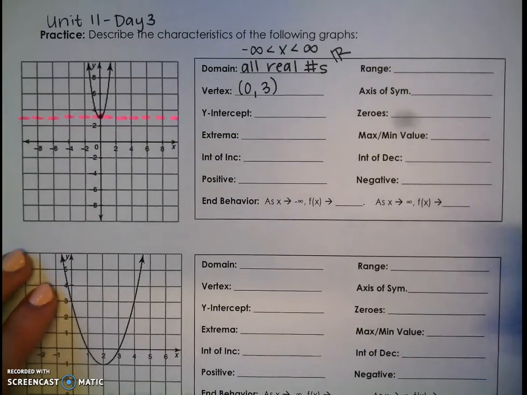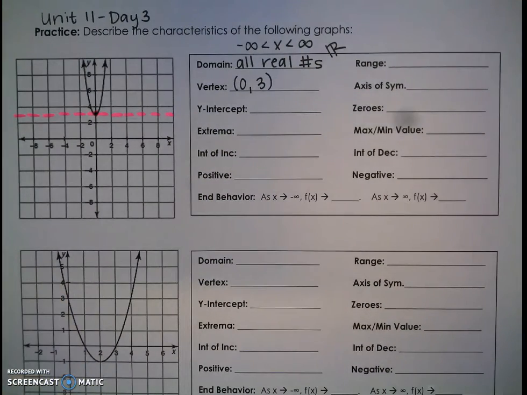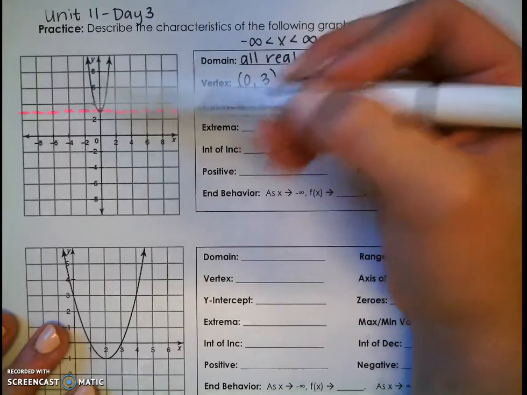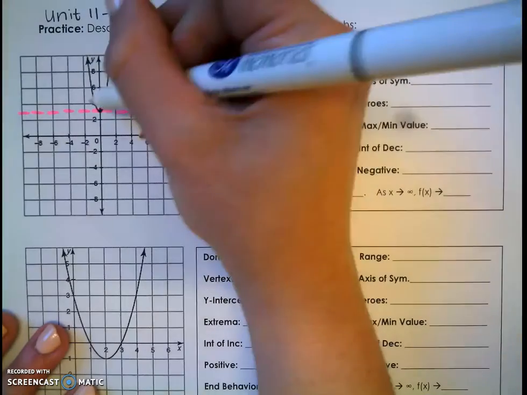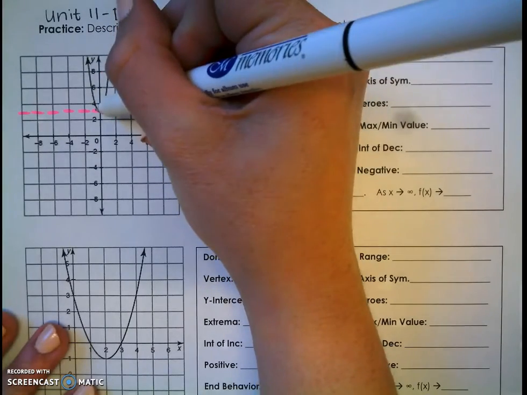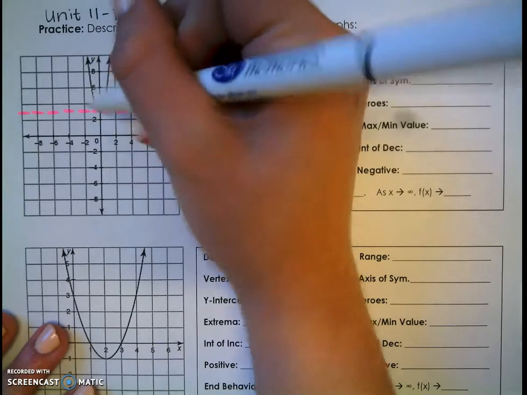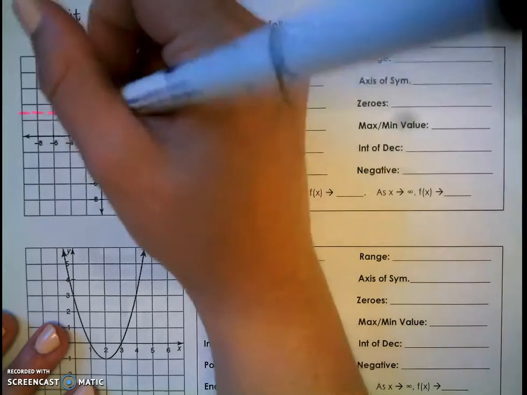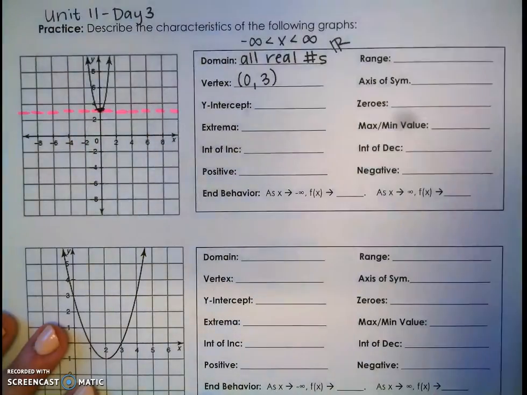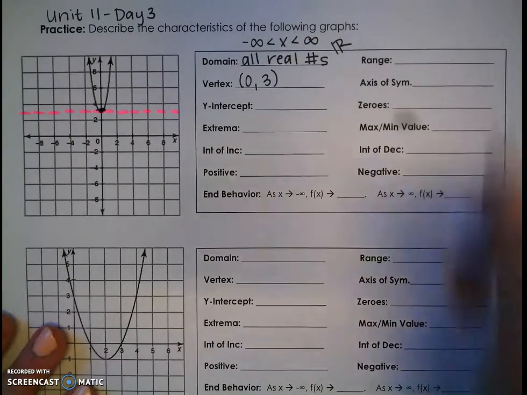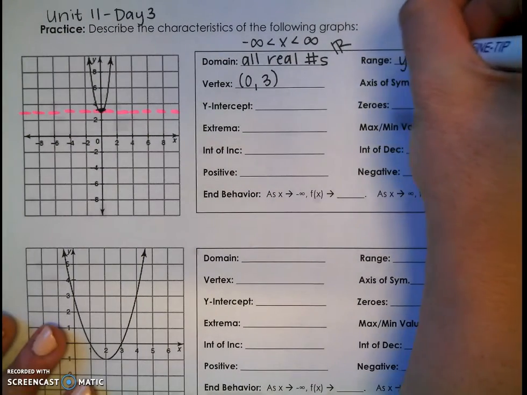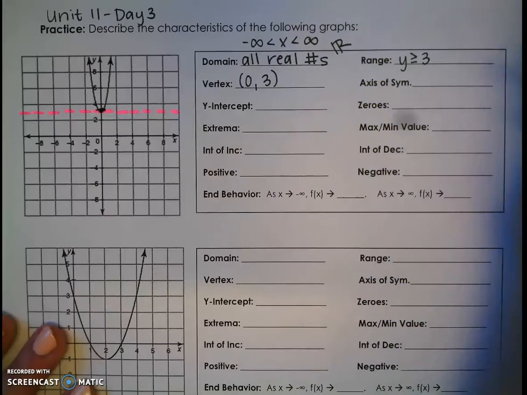Then for the range, you want to know, is your graph above that dashed line that we just drew, or is it below? So as you can tell, the parabola is on top of it. So all of these y values right here, 4, 5, 6, 7, 8, those are all bigger than 3. And we're getting that 3 because it's crossing the y-axis at 3. So my range is all my y values that are greater than or equal to 3.